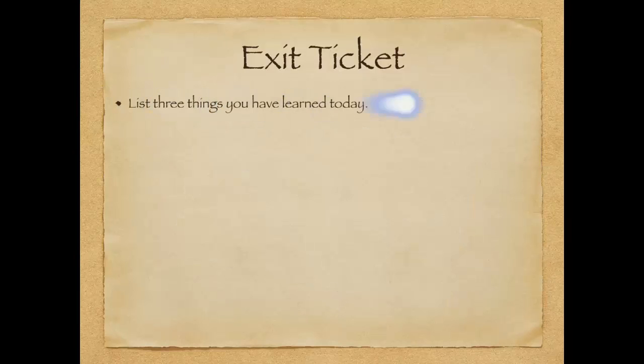1. List 3 things you've learned today. Or list 3 things your neighbor has learned today. There's value when students are talking to one another, when they explain things to one another. So this brings that in there.